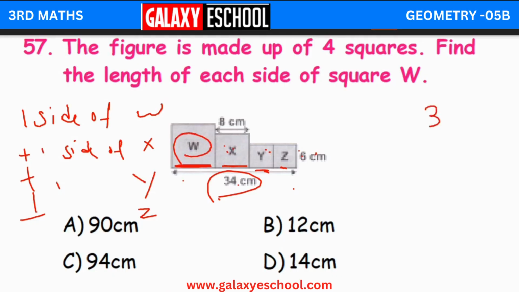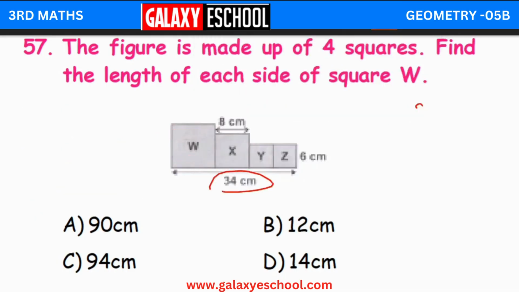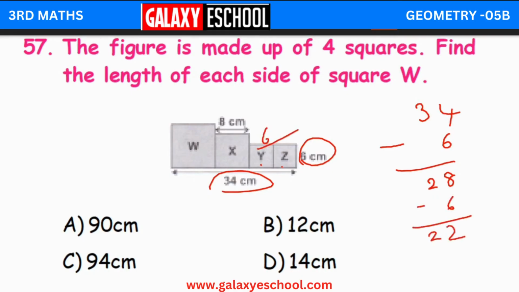So from the total, if we subtract the remaining lengths, can we get our length of W? Yes, we can. So what is the total length? 34 minus the length of Z, which is 6. 34 minus 6, 28. Again, the length of square Y is also 6. So 28 minus 6, 22.